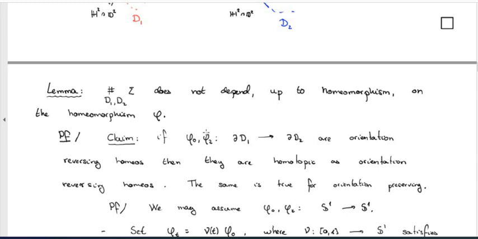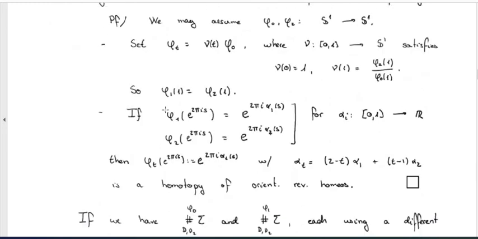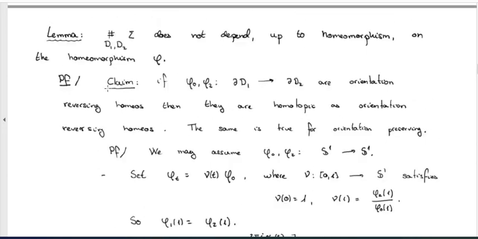And how does this work? The fundamental claim on which this relies is the following. If I have two maps, phi 0 and phi 2, that are orientation reversing homeos of partial D1 and partial D2, then it turns out that these two maps are in fact homotopic, and not homotopic through random maps, but through orientation reversing homeomorphisms. In fact the same is true for orientation preserving. We'll see this in the proof.